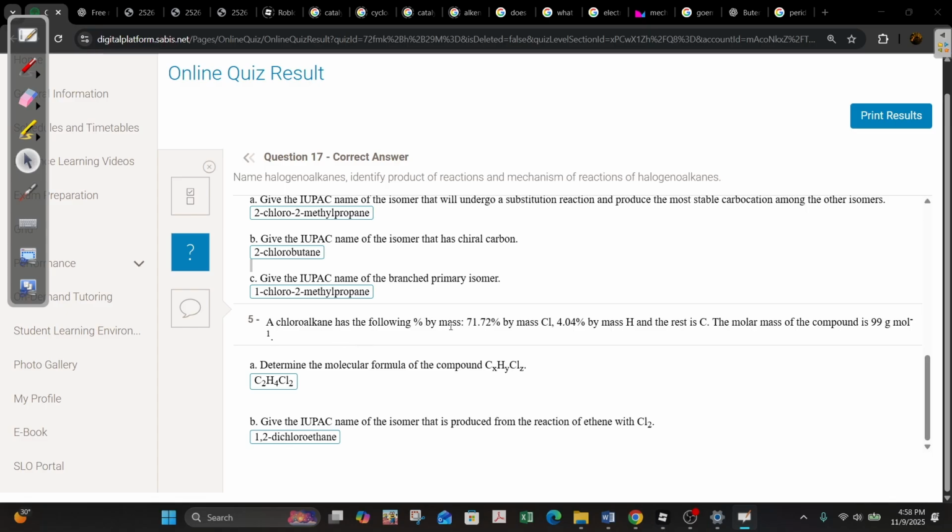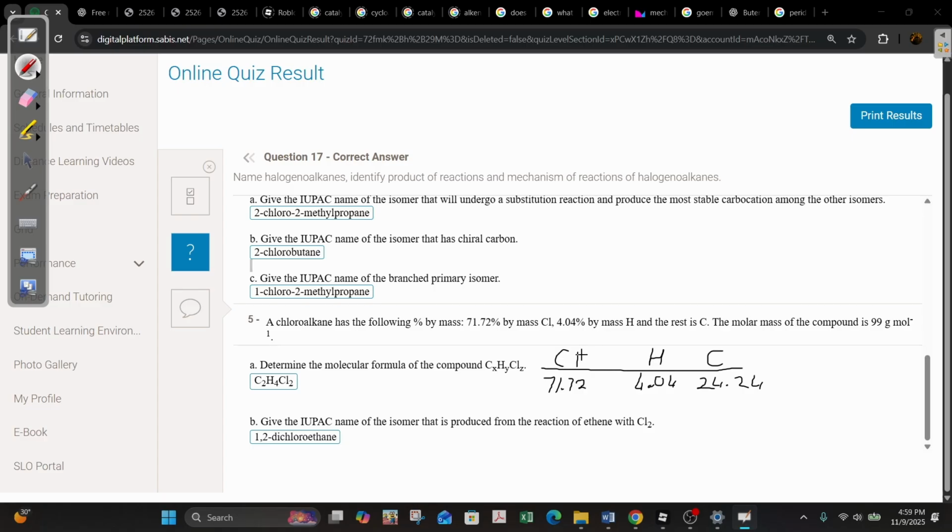A chloroalkane has the following percentage by mass. So yes, chlorine 71.72. Okay. For this, we have done this many times. I'll just write down. So we have Cl, H, and carbon. And Cl is 71.72. And hydrogen, you have 4.04. And for carbon you do 100 minus these two. So you'll get 24.24. So yeah, you put the percentages first.